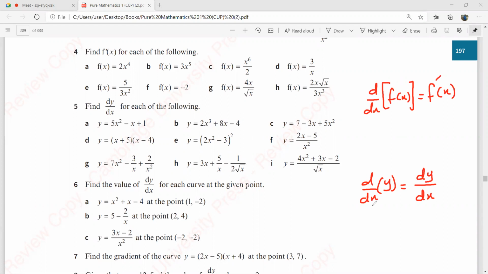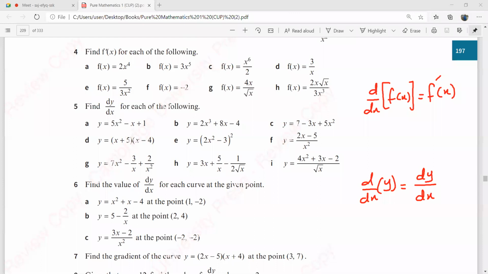So look at question number 4. It says find f dash of x. That means you will be differentiating both sides with respect to x. It says find dy by dx over here. I'll be doing just one of each part, and then you will try the rest of the parts yourself. So imagine we're going to do this question number 4 here.